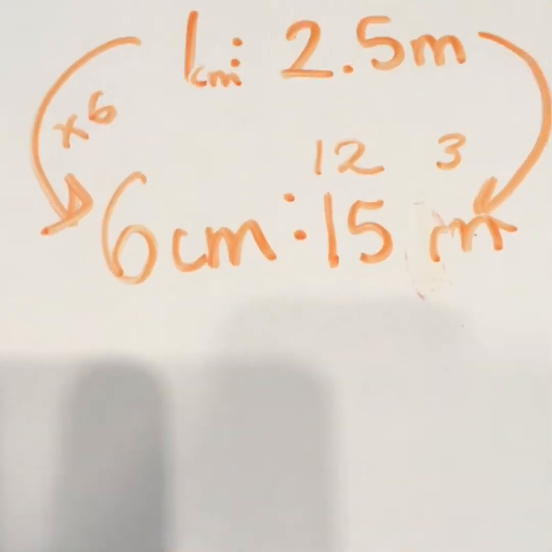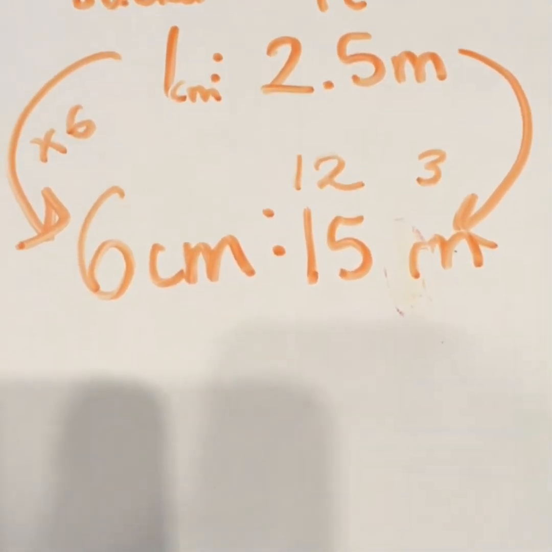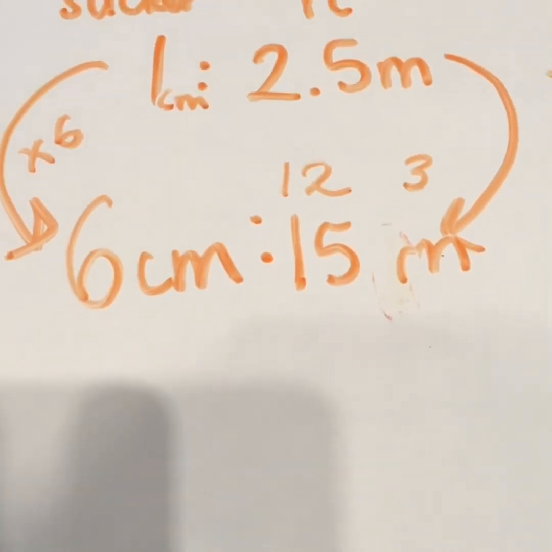Right, the next question told us that the train in real life was 20 metres long.